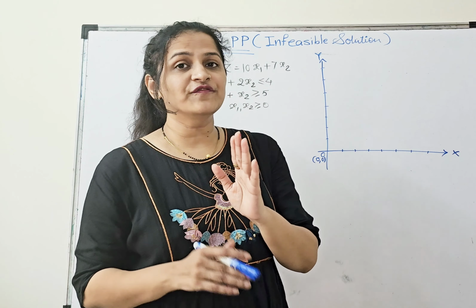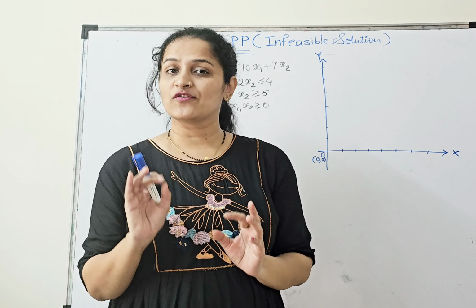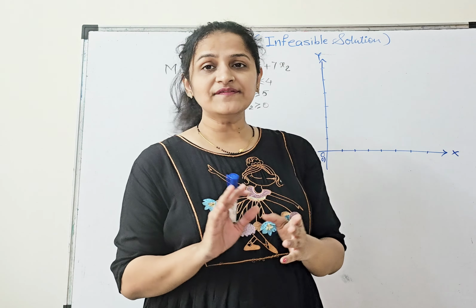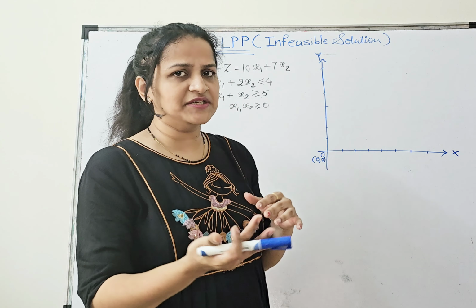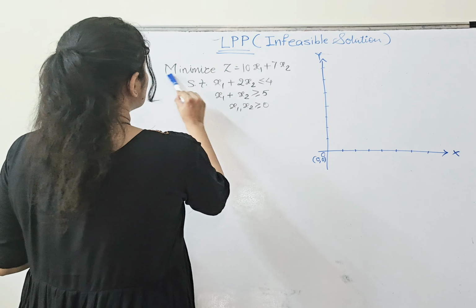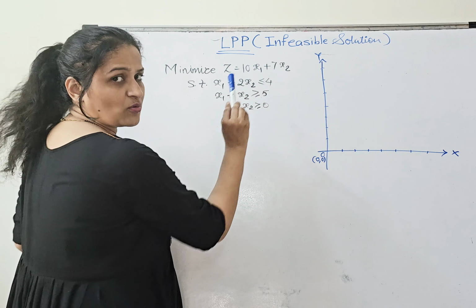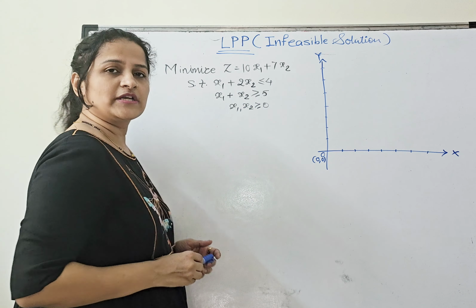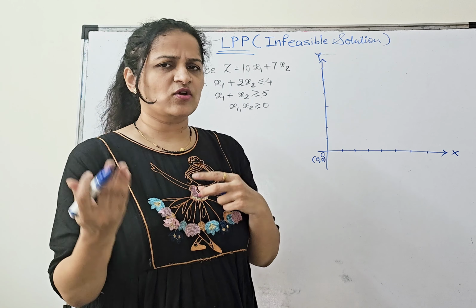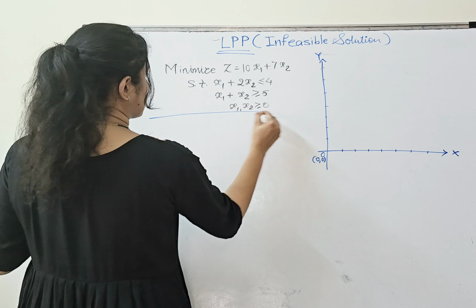So in this video we are going to see one special case of LPP, that is nothing but infeasible solution. So let's directly start solving the example and then you will come to know what exactly this is. The question given is: minimize this objective function, with these two constraints and this non-negative constraint. Okay, so let's start solving with the graphical method as we always do.